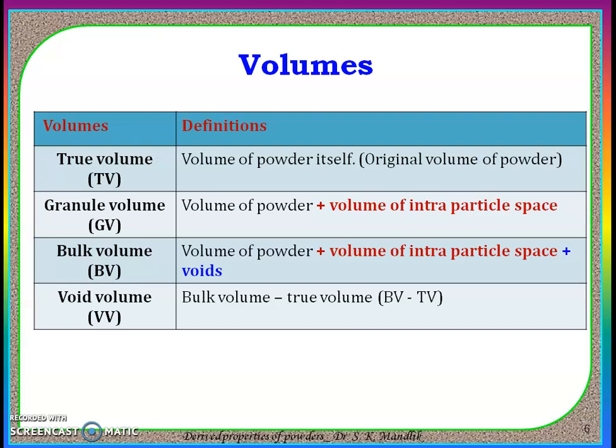Bulk volume is the original volume of powder plus the volume of intraparticle space and void. It is also added with the space between two particles. So interparticle space is also considered in bulk volume. Void volume is bulk volume minus true volume. So these are the different volumes.